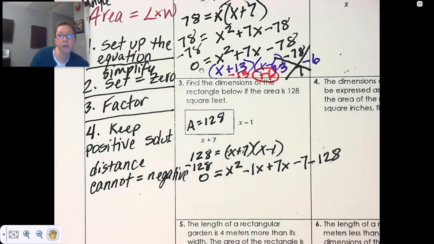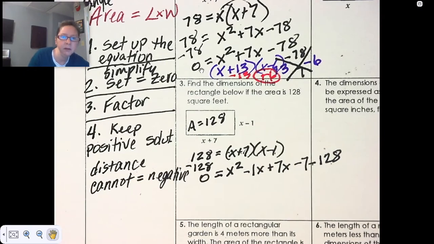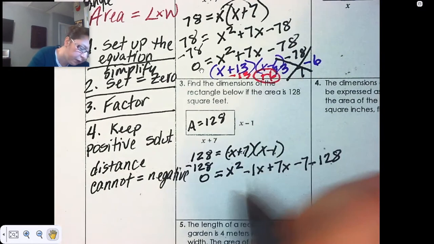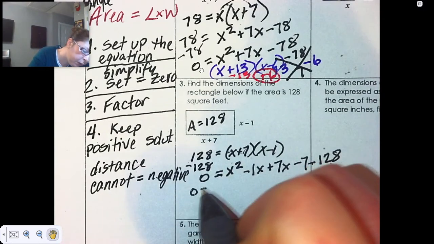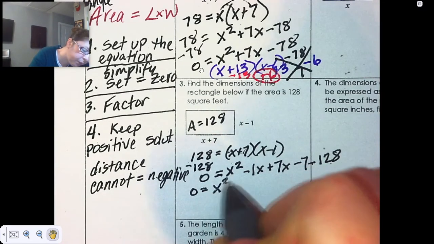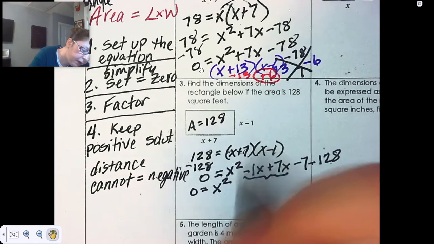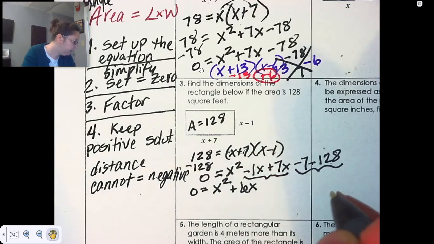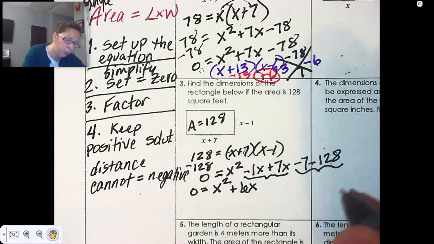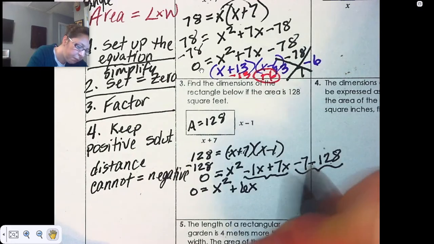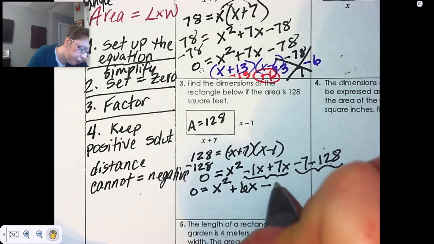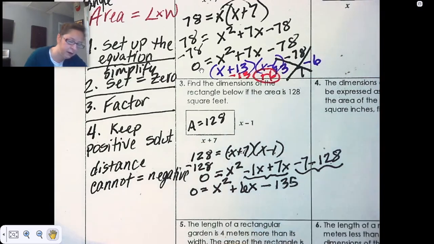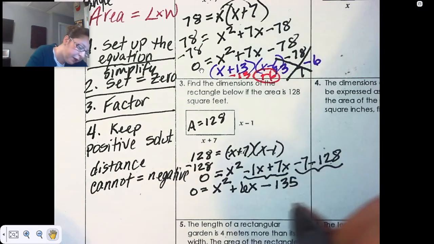And I'm going to subtract the 128 as well. Now let's simplify this. So I have 0 equals the x squared. Combine these to get a positive 6x. And then combine the 7 and the 128. They're both minus. So the answer will be minus 135. Okay. Now I'm ready to plug these into my x puzzle so that I can solve for x.